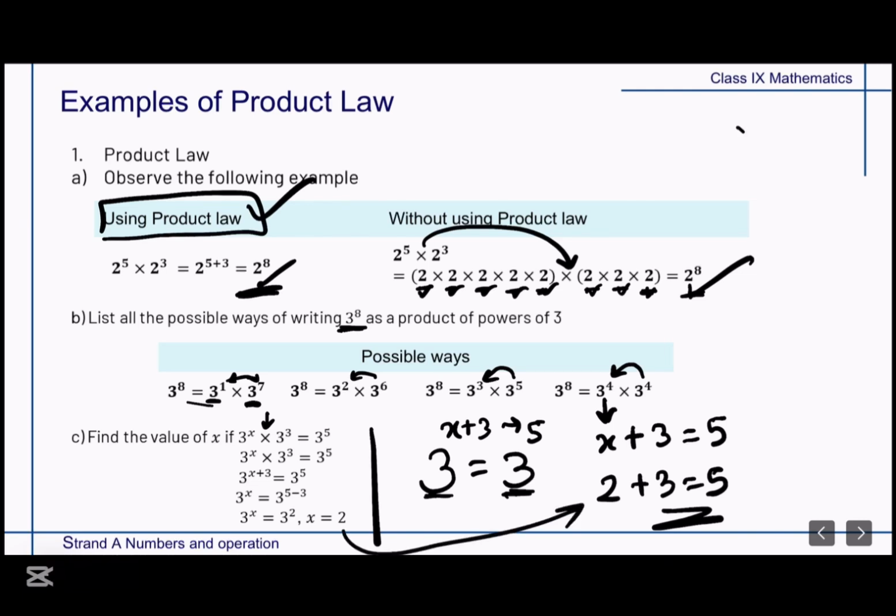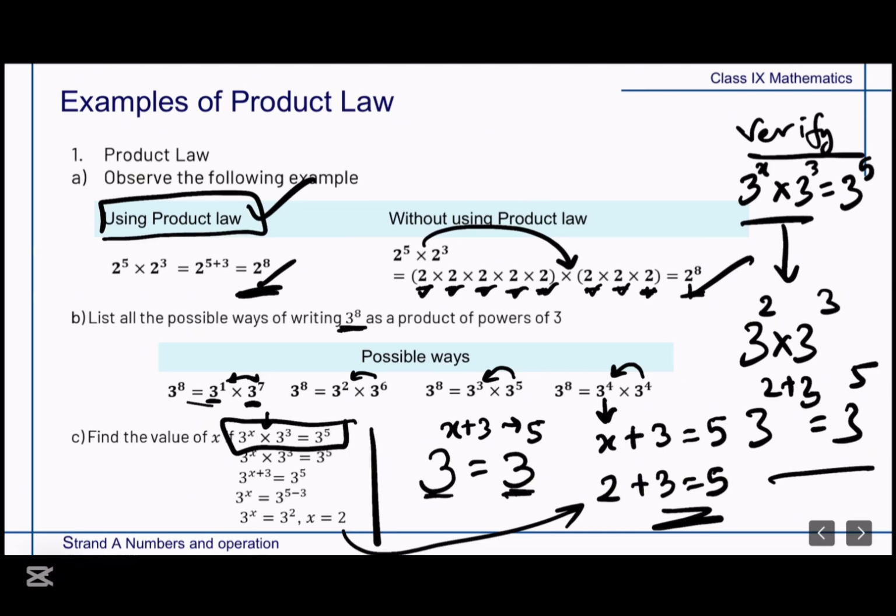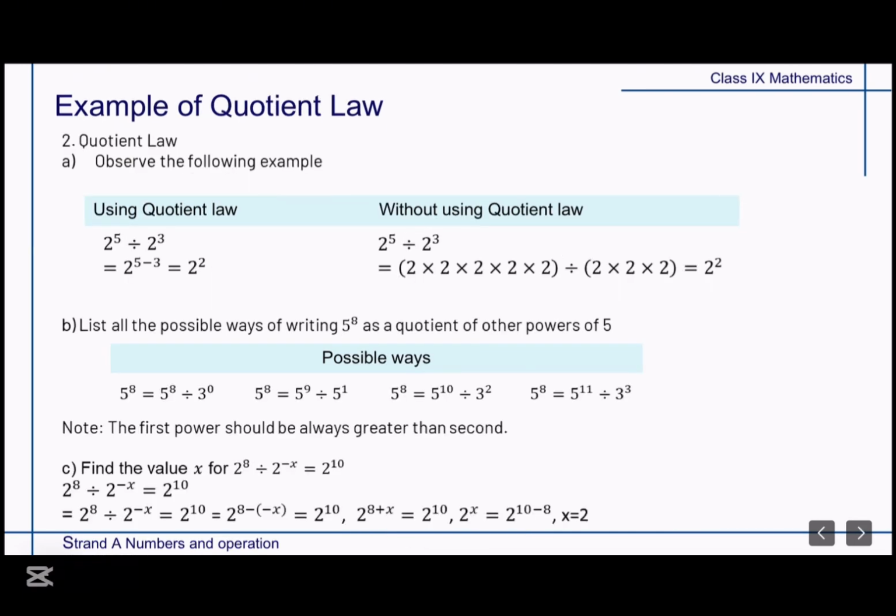We can verify by 3 raised to x times 3 raised to 3 is equal to 3 raised to 5. So applying the product law here, we already got the value of x as 2. So the exponents will get added, hence resulting in 3 raised to 5.